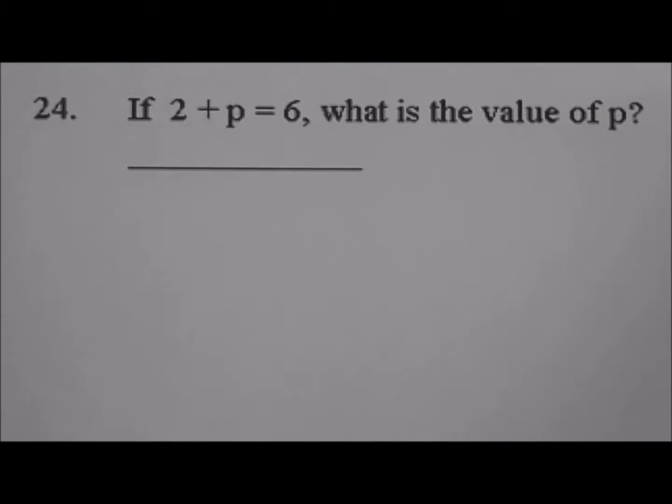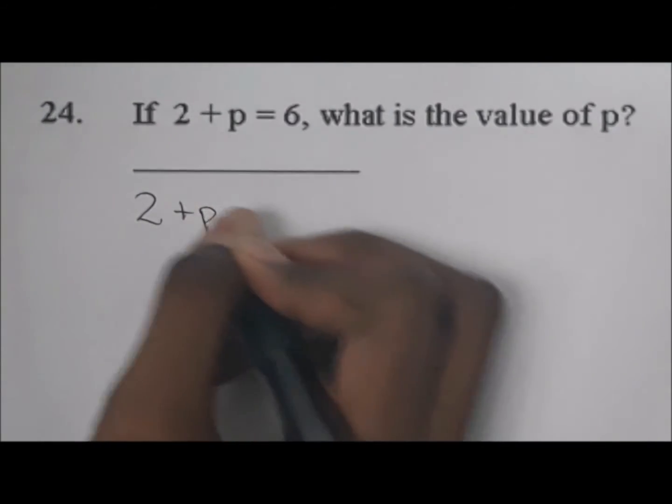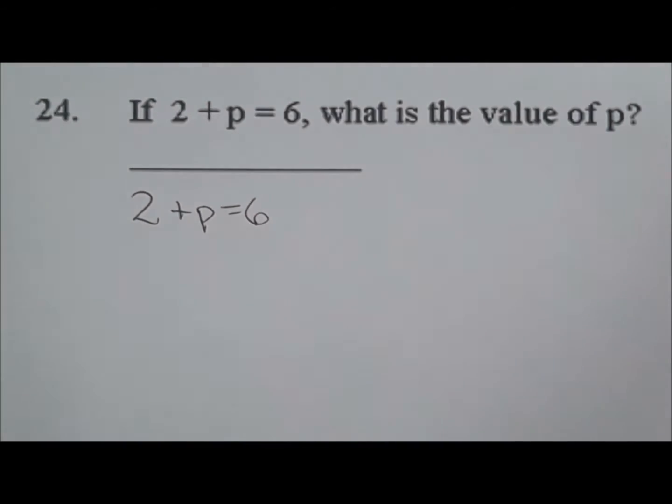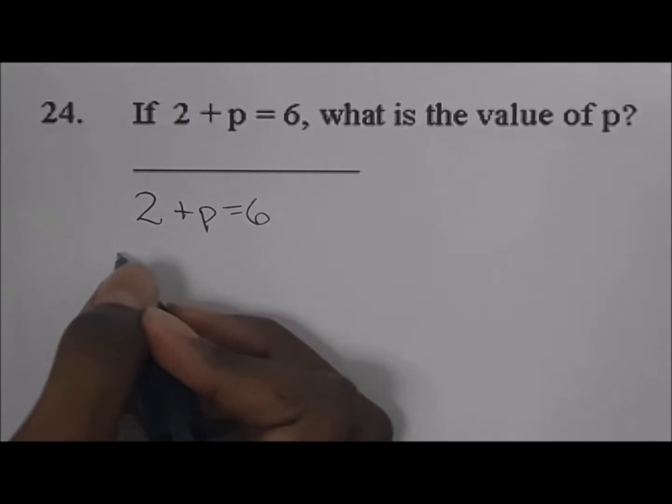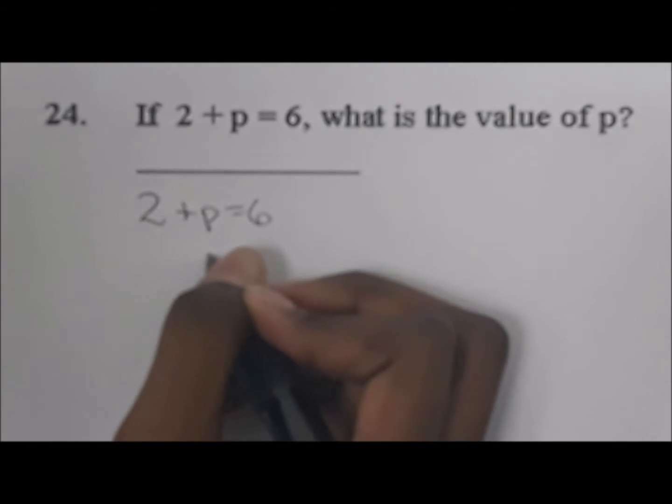Number 24, Rafaela. If 2 plus p equals 6, what is the value of p? Okay, let the students at home have a chance to work it. 2 plus p is equal to 6. So give the value of p. Okay, Rafaela, work it. Write it again at the bottom and work it. 2 plus p is equal to 6, right under the line. 2 plus p equals 6. Next step. P is equal to, under the p. Yeah, p is equal to.